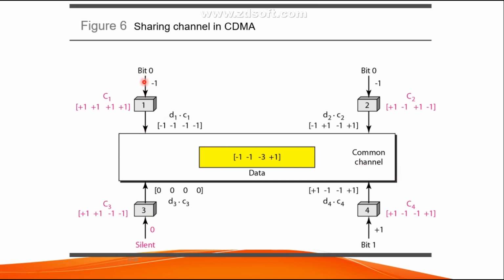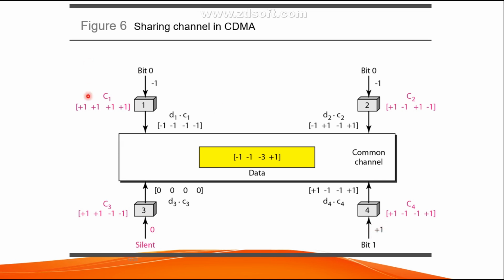We assume that station 1 and station 2 are sending a bit 0, and as we know, bit 0 is encoded as a -1. Similarly, station 3 is silent, which means it has no data to send. And station 4 is sending a bit 1, so it is encoded as a +1.